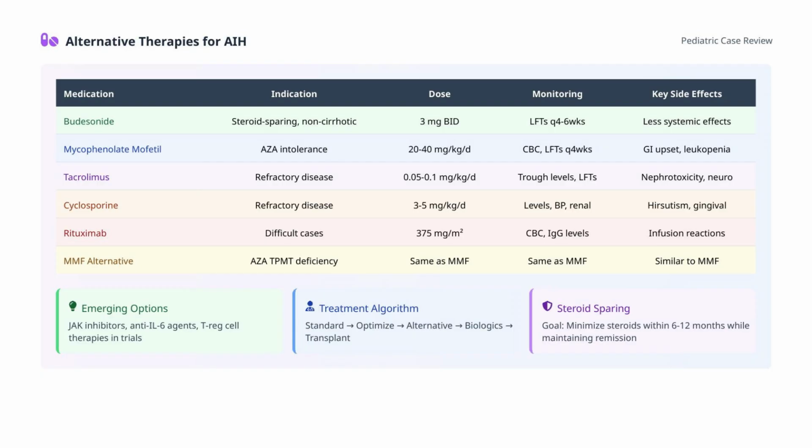This table outlines alternative therapies for pediatric autoimmune hepatitis. Mycophenolate mofetil is useful when azathioprine is not tolerated, typically due to side effects or thiopurine methyltransferase deficiency. Calcineurin inhibitors like tacrolimus and cyclosporin are effective for treatment refractory disease. Rituximab has shown promise in difficult cases by targeting B cells. Budesonide offers a steroid-sparing option for non-cirrhotic patients. Each alternative therapy requires specific monitoring and has unique side effect profiles. Treatment decisions should consider the risk-benefit profile for each individual patient.